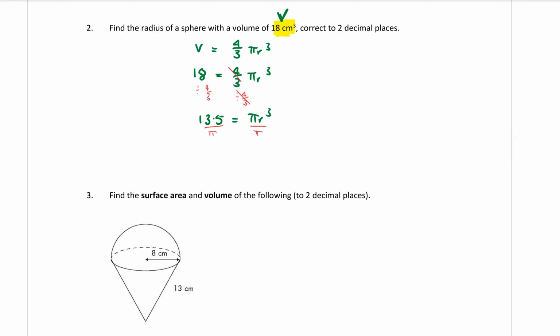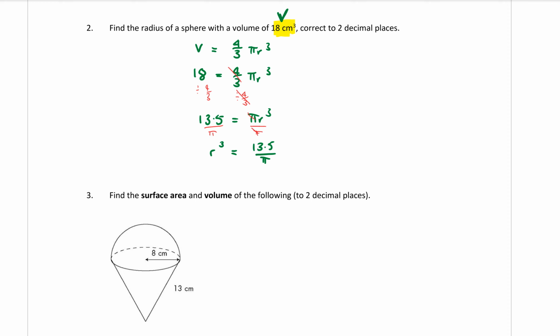Now, I'm not going to put that one in my calculator yet because that will be a very big decimal. Anything involving pi is going to be an irrational number that we're going to have to round. We don't want to have to round yet. We want to round the final answer, okay? So let's just rewrite that as, I'm going to put the r on the left, r cubed equals 13.5 over pi. Okay, I'm just leaving the pi in there for now.